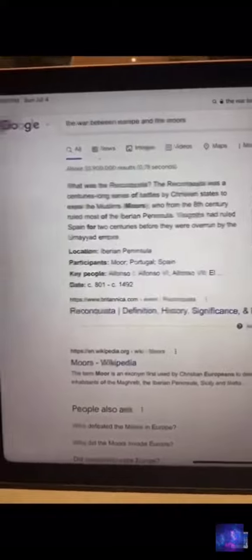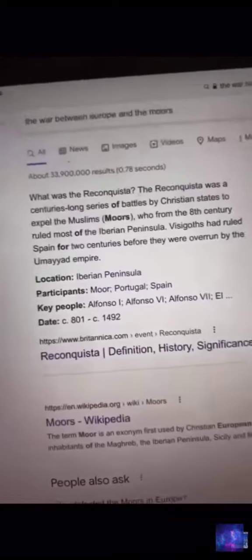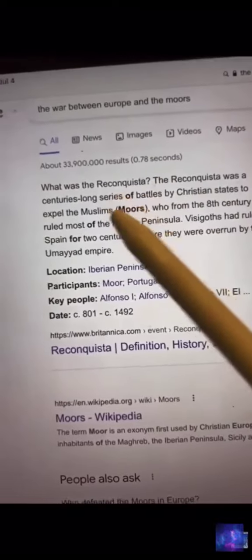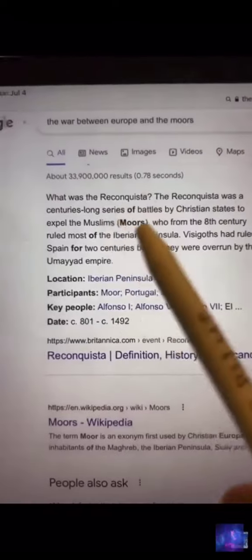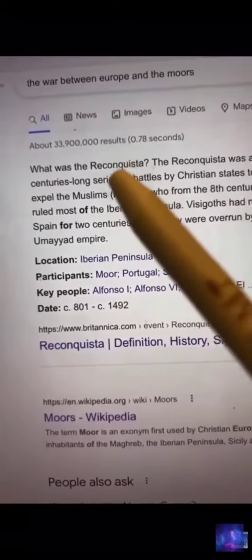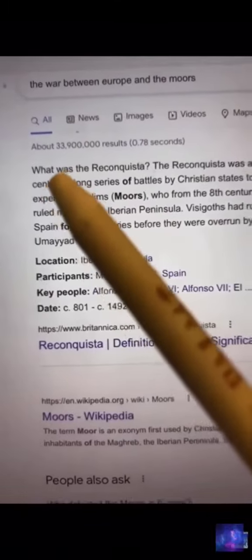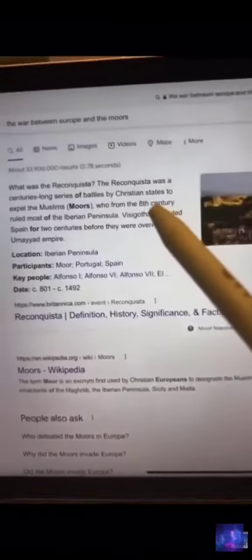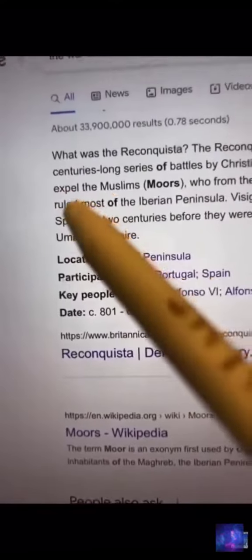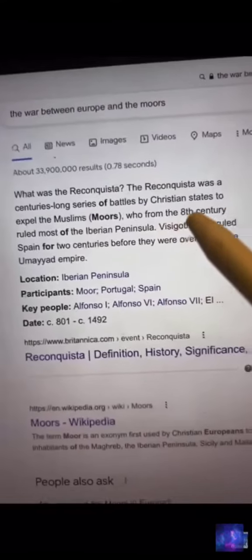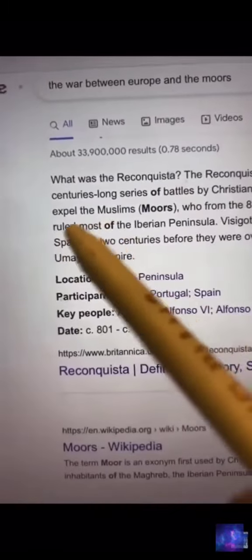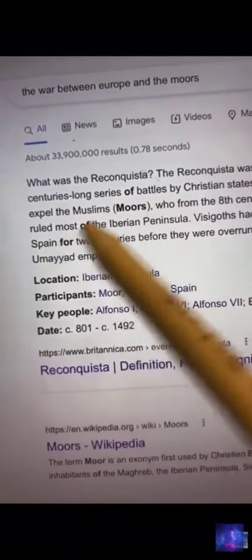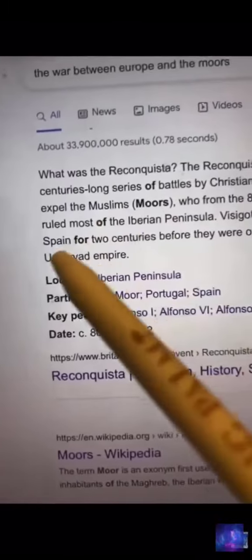After they got tired of dealing with the Moors, they eradicated them. This is why to this day there are no more Moors on the planet. You know why? Because the era was called the Reconquista. So today we're learning about something in class, y'all. The Reconquista. Now, what was the Reconquista, class? The Reconquista was a centuries-long series of battles by Christian states to expel the Muslim Moors, who from the 8th century ruled most of the Iberian Peninsula.